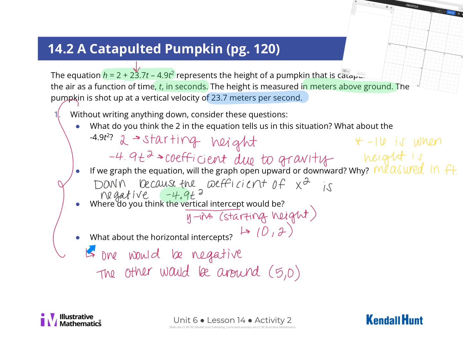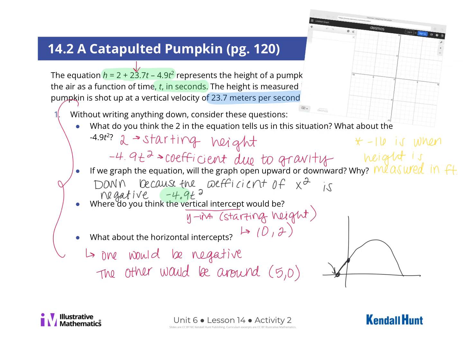And our horizontal intercepts, one of them would be negative because we're starting at 0, 2. Okay, so if we had a graph, right? And I'm starting up at 0, 2. My graph looks something like that. The one x-intercept would be down here, which is negative. So we don't necessarily care about that one, but we do care about this one. So there's two ways you can figure out what that would be. You can either plug in different values of t into your equation and make a table, or you can graph your equation.